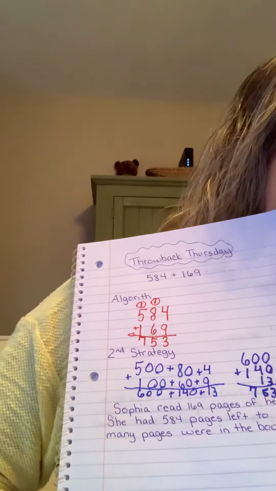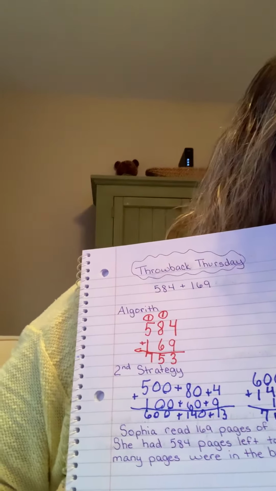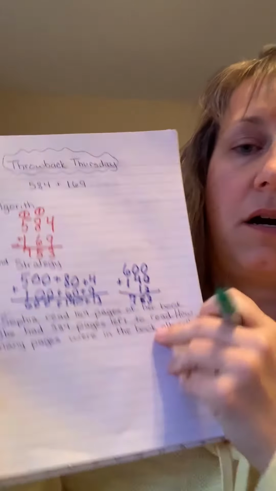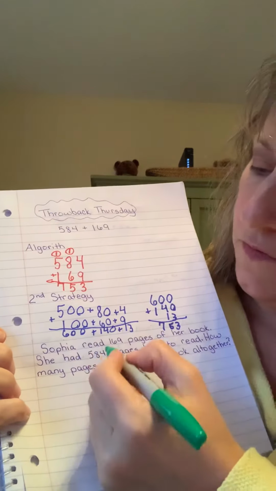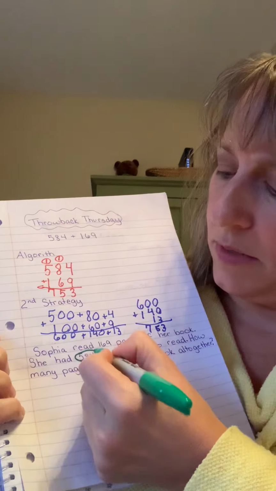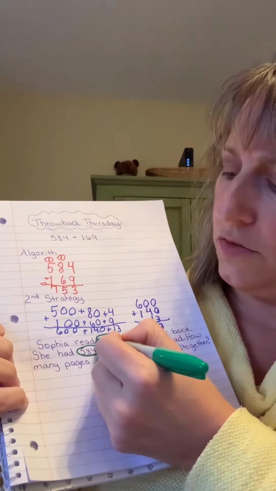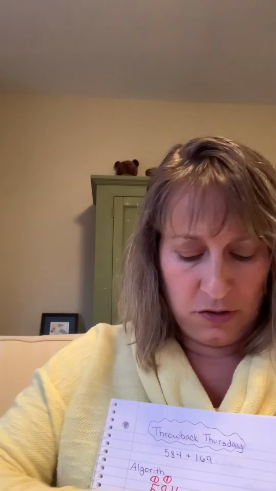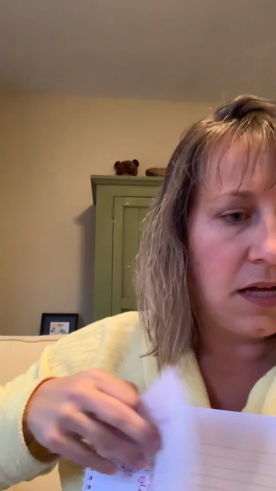So I'm going to start by circling. That was step 1, I read the problem. Step 2 is to circle the important numbers. So my important numbers are 584, that's how many pages she had left. 169, that's how many she read. Next, I'm going to underline the question.